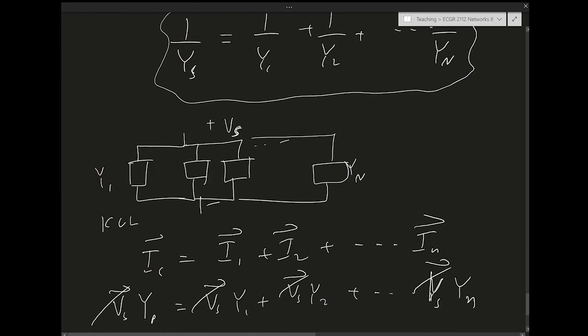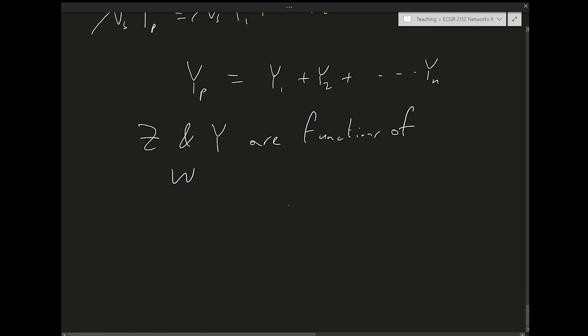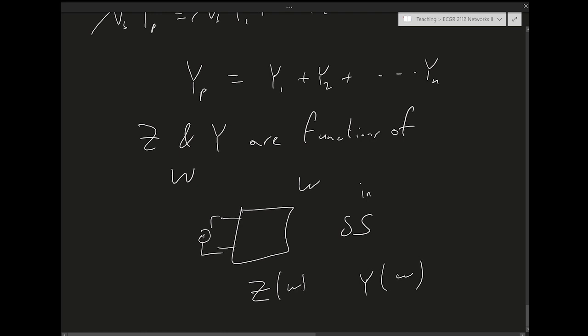So in AC analysis, the response of the circuit in steady state is going to depend on the frequency. It's going to change with the frequency. And we factor in that frequency dependence by noticing that Z and Y are functions of frequency. That opens the door to what's called frequency analysis, where we examine how the behavior or the characteristics of the circuit vary depending on the frequency.